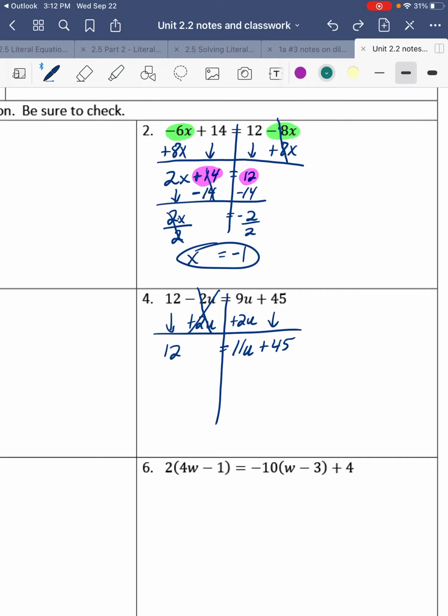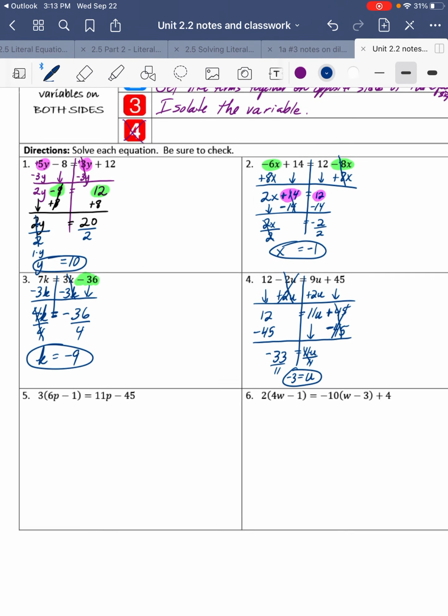We then have the constant terms, so 45 and 12. We're going to get those together. So 45 is a positive, so we're going to do the opposite operation to move it to the other side of the equal sign. 45 minus 45 will be 0. 11u will come down. 12 minus 45 is a negative 33. And then we have 11 times u. We're going to divide by 11 and get u to equal negative 3.